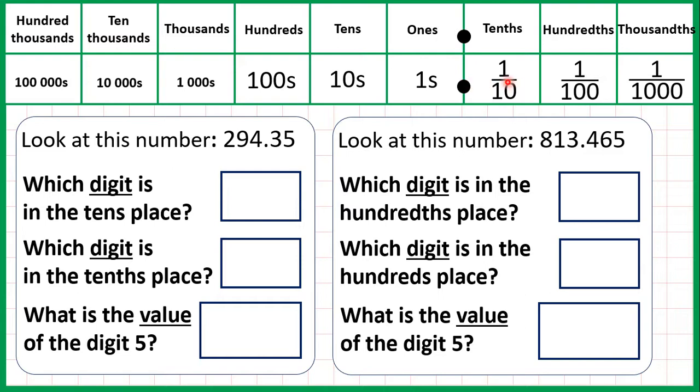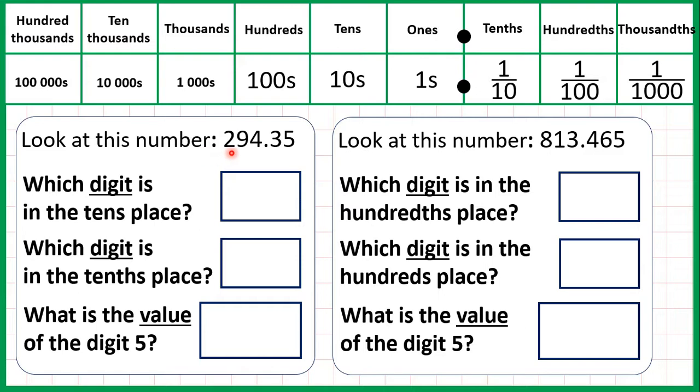So the first digit after the decimal point is the tenths digit, showing how many tenths you have. Then after that we have hundredths, and then the third digit after the decimal point is always the thousandths digit. So let's look at this number.